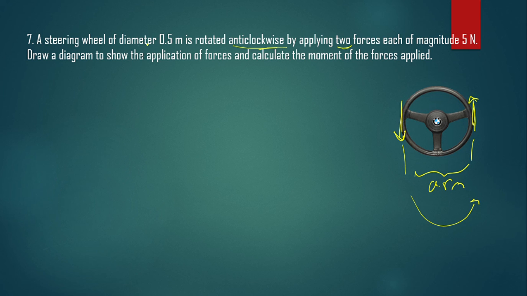So a steering wheel of diameter 0.5 meter is rotated anti-clockwise by applying two forces, each of magnitude 5 Newton. Draw a diagram to show the application of force and calculate the moment of force. So what is the torque that has been generated? Now again, force is given as 5 Newton and the distance between the two forces, that is the diameter, is 0.5 meter.